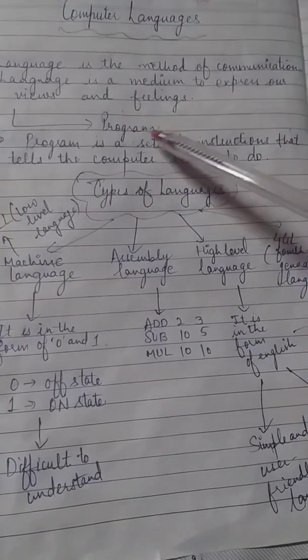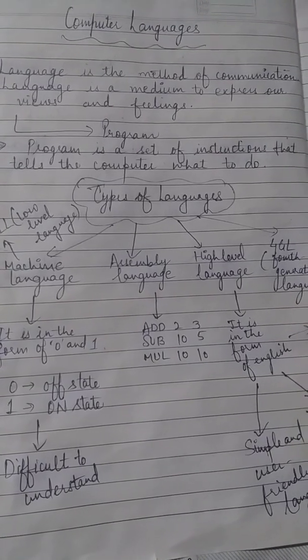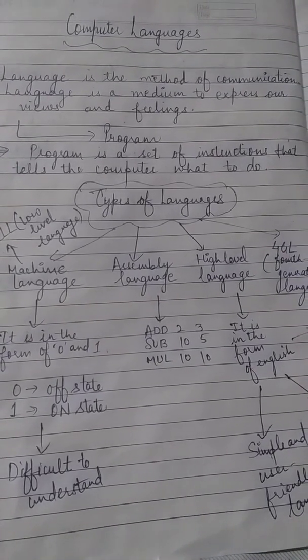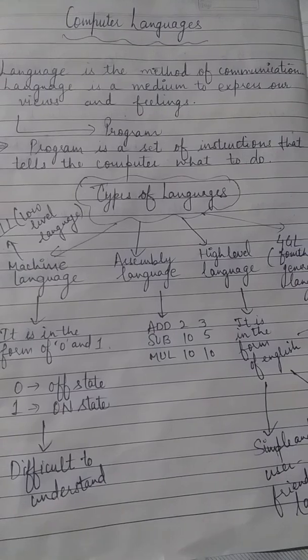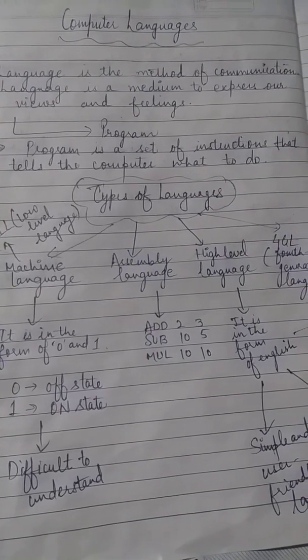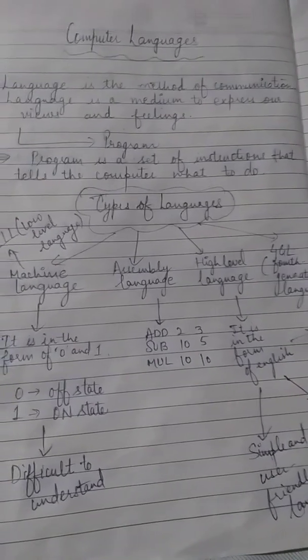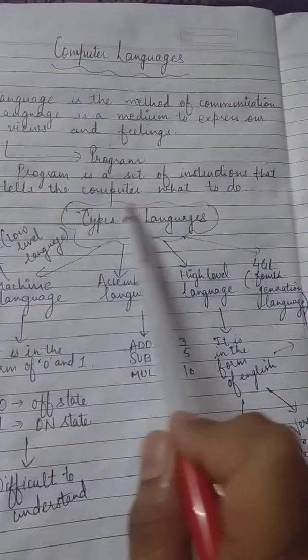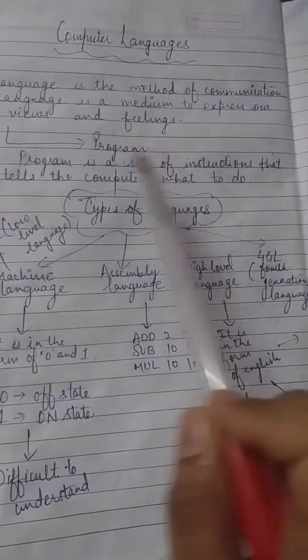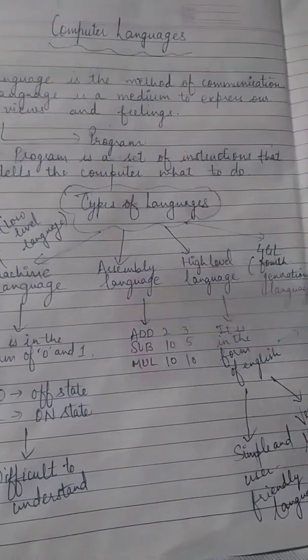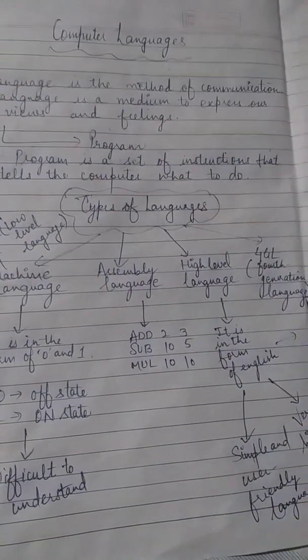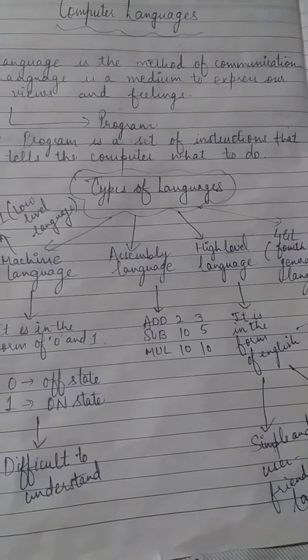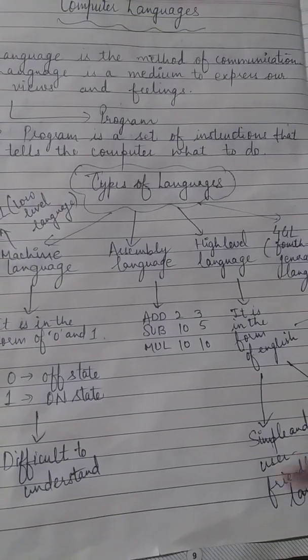So here is a new term, that is program. Program is a set of instructions that tells the computer what to do. So what is the program? Program is the set of instructions that tells the computer what to do. With the help of program, we can give instructions to the computer, and according to those instructions, the computer will perform our task.